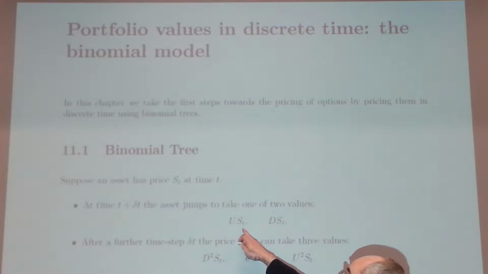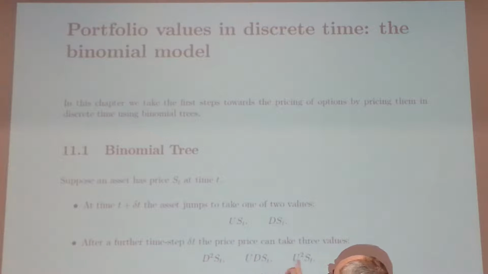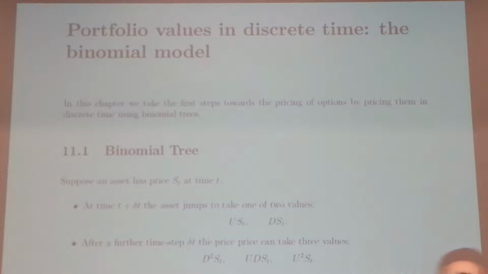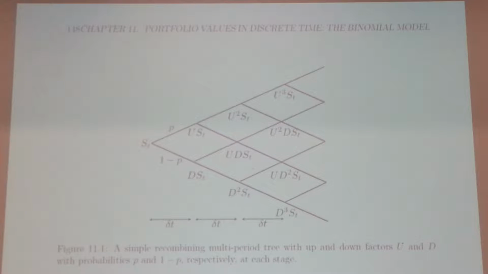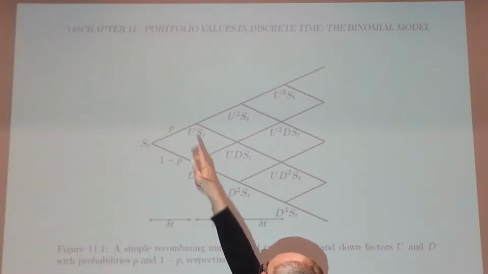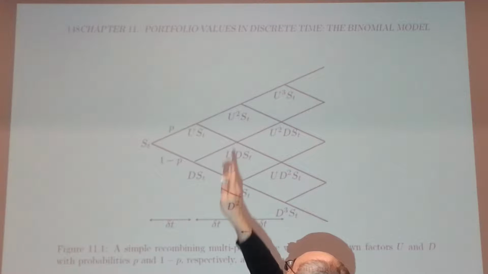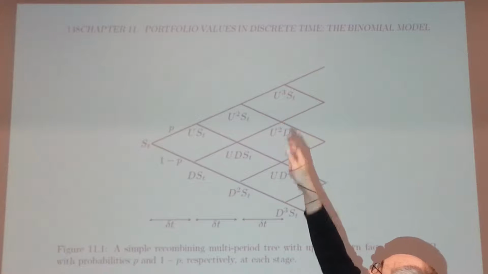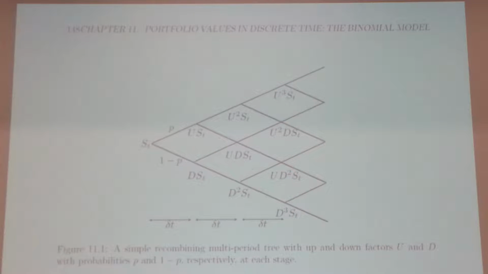After one further time step, in the simplest case, the u branch can either go up again to u squared S_t, or drop to udS_t, or the d branch can go down again to d squared S_t, or up to udS_t, and so on and so forth. So the actual tree you get is that picture that you get here. After one time step, you're either uS_t or dS_t; then u squared, ud or d squared; then u cubed, u squared d, ud squared or d cubed.